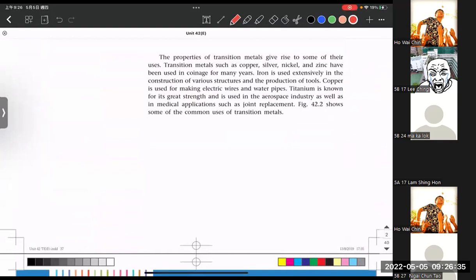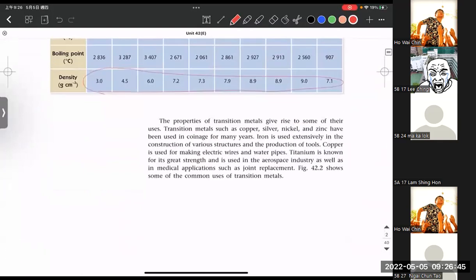And we have also covered some of the uses there. For example, as said before, coinage metals: copper, silver, nickel, zinc. Iron is extensively used in constructions. Copper is used for electric wires and water pipes. Titanium is used in the aerospace industry and medical applications, such as joint replacement.